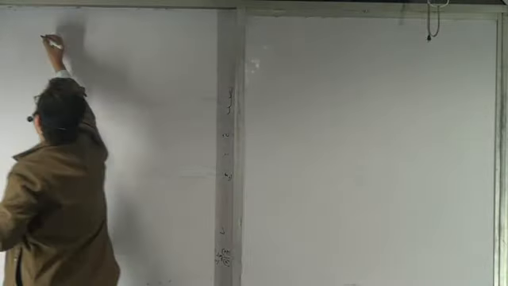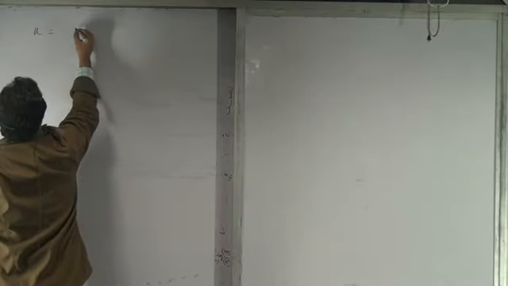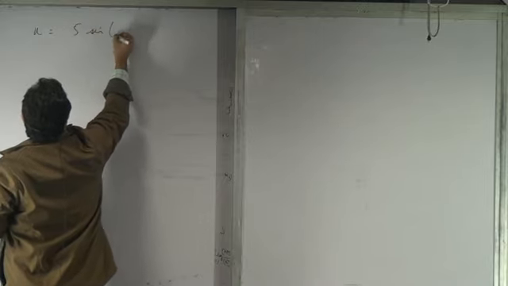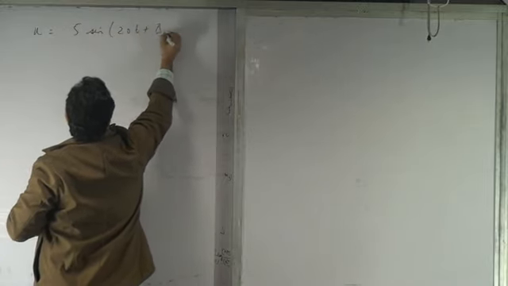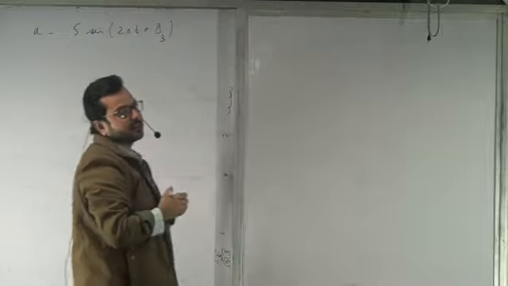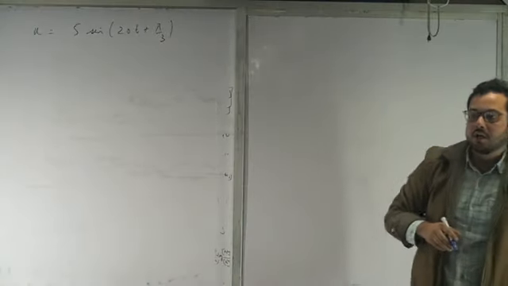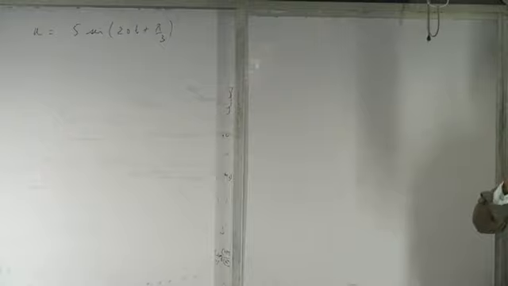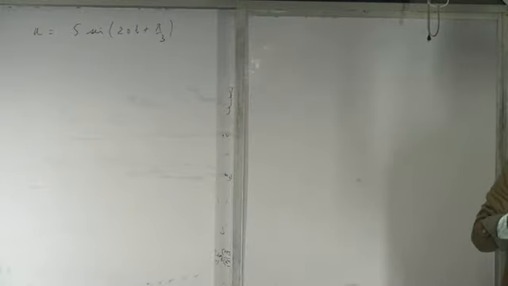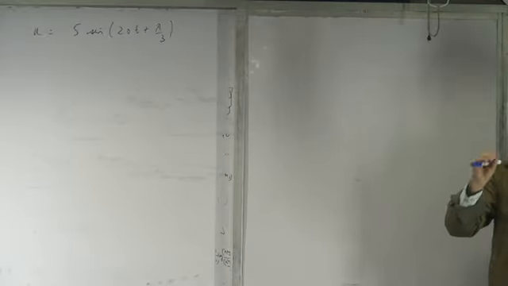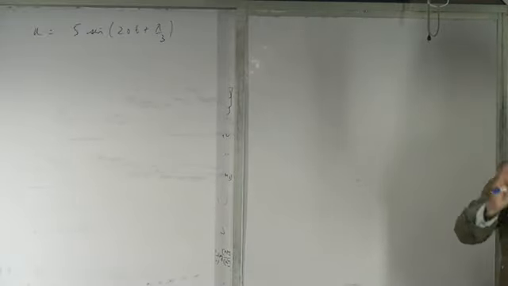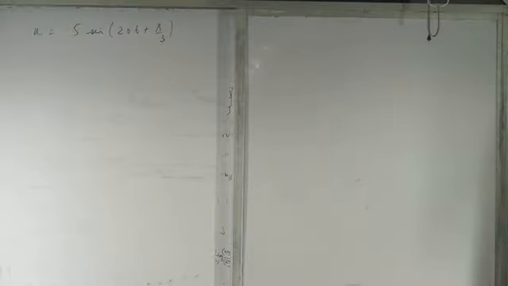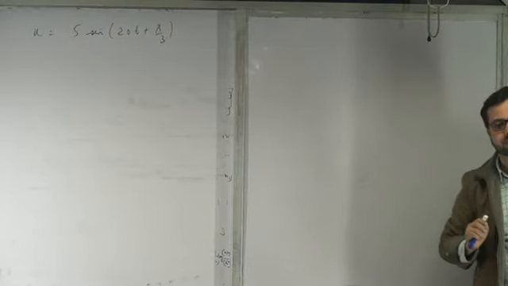The equation is given by x is equal to 5 sine (20t plus pi by 3), where x is in centimeters and t is in seconds. Now we can solve this question using equations, but a much easier method would be to use phasors. So let's first try and solve it using the equations. That of course you should know. So the question is, first come to rest.